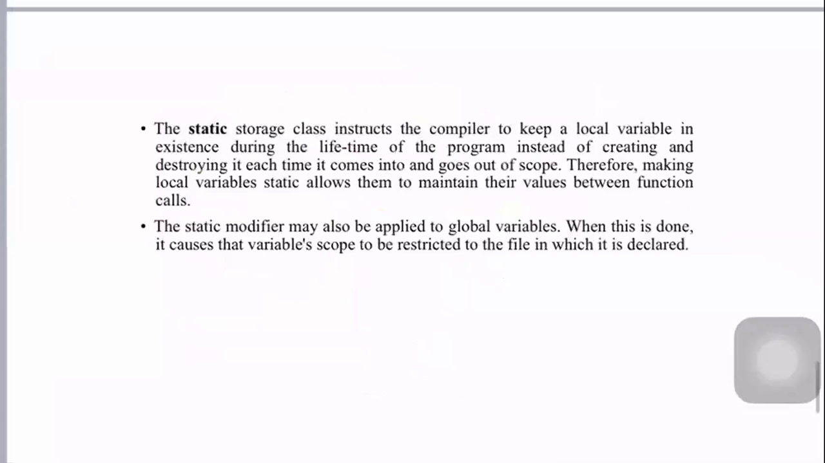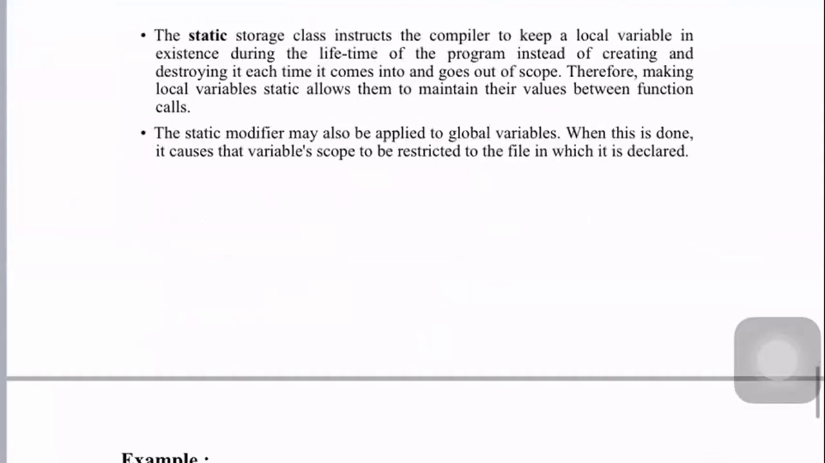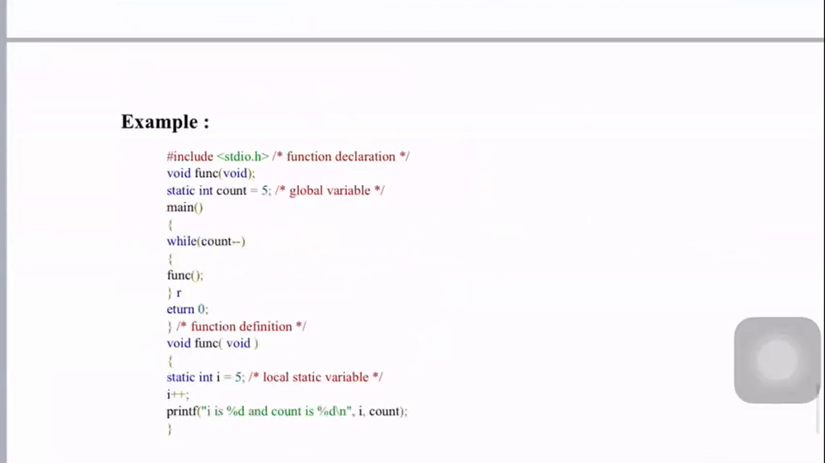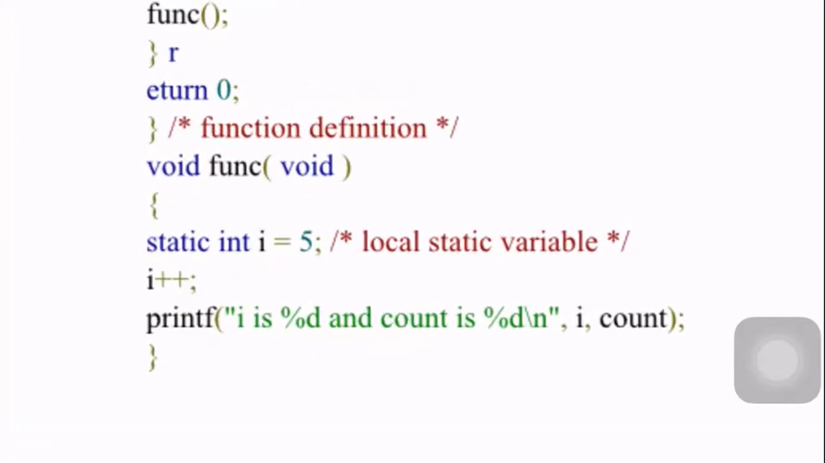Before, I mentioned that this is the example of register, but this is the example of a static variable. Here we can see where we are declaring the static variable. If you want to declare a static variable, first we give the keyword static, and after that the data type. Here you can see, after the void function, we are declaring static int I is equal to 5.